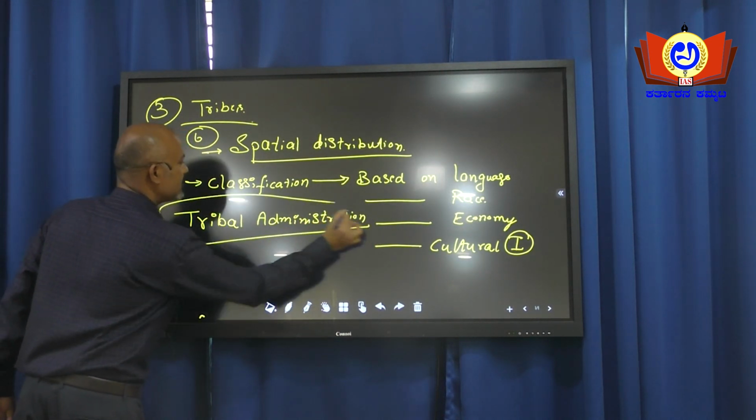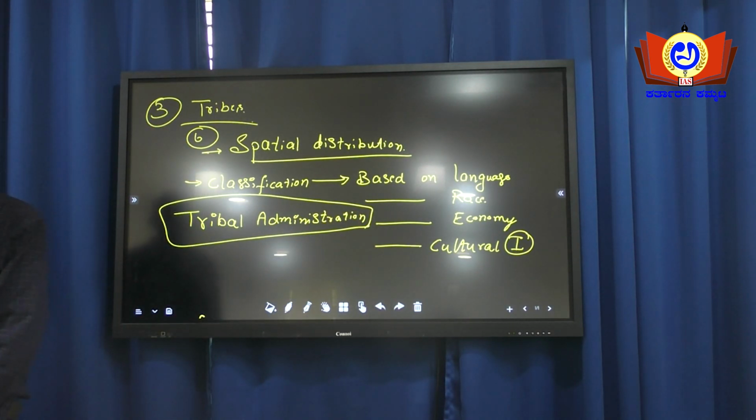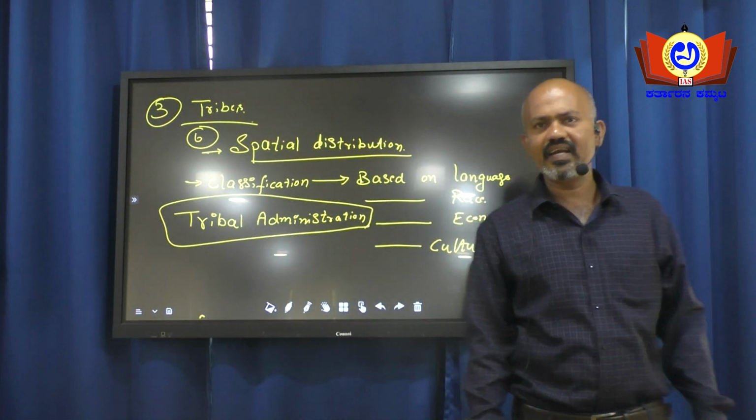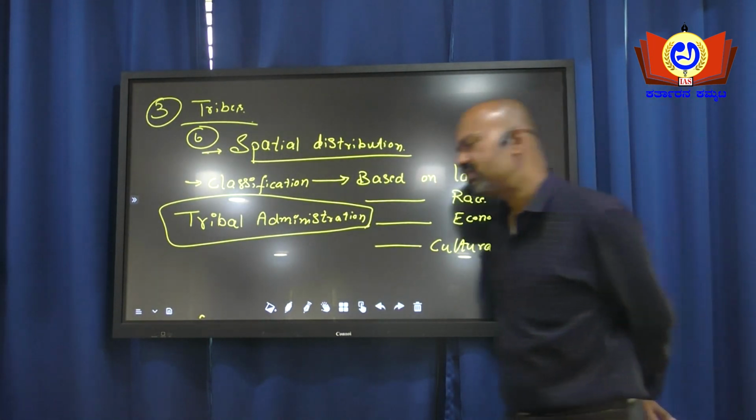Okay, tribal administration. See, why tribal? The first people who actually did this kind of tribal administration were the British. British people first formulated the concept of administering tribes. Then we will see in which schedule this tribal administration is there in the Constitution. Any idea? 5th and 6th Schedule. Okay, we'll study about that also.